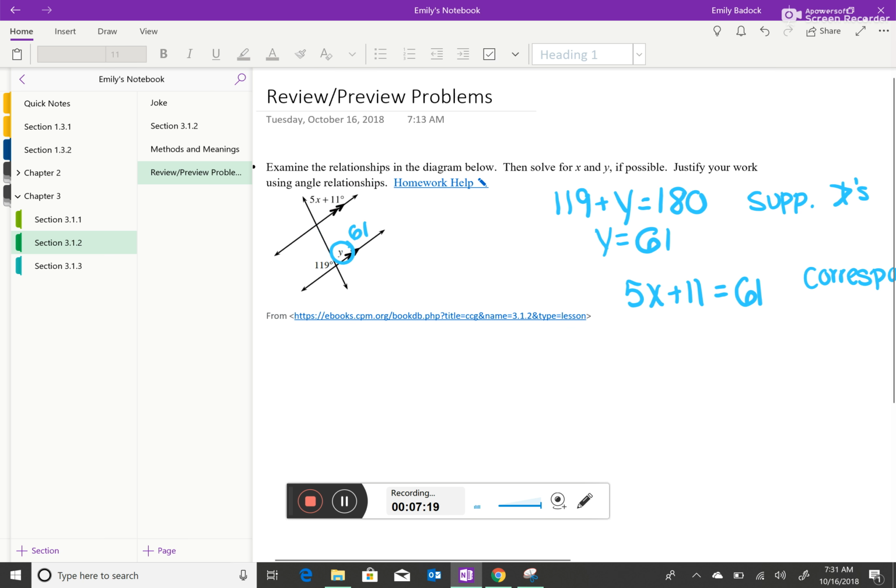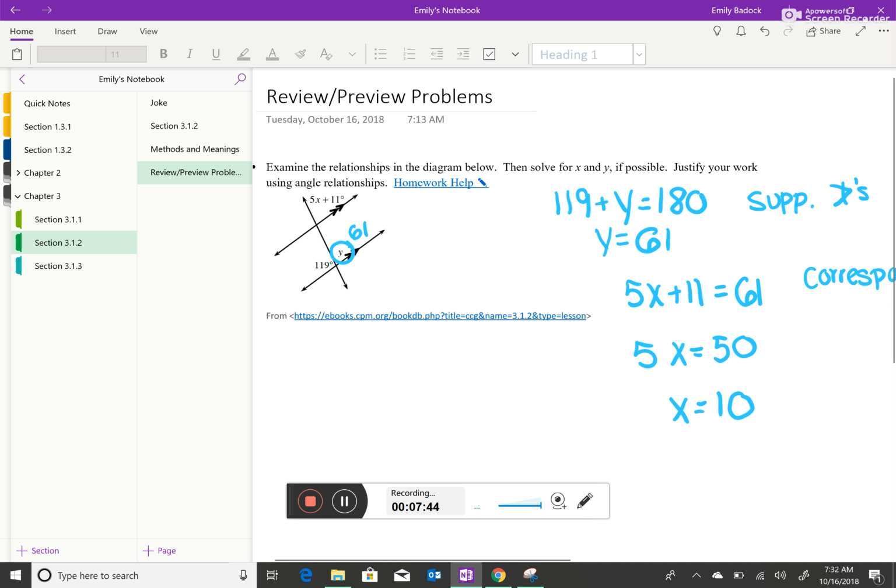Okay, so all I'm going to do is solve for x here. And I'm going to get x equals 10. So y is going to equal 61, x is going to equal 10, and that's because of supplementary angles and corresponding angles. You will definitely have a problem like this on your test.